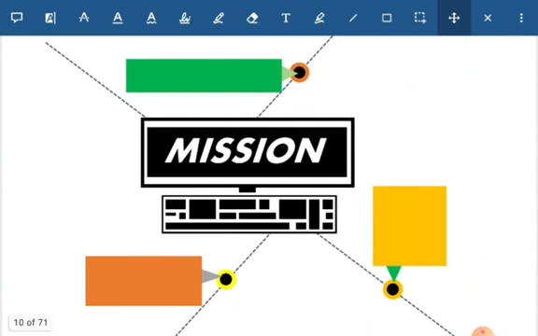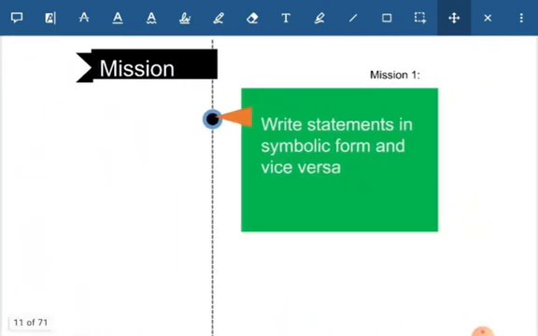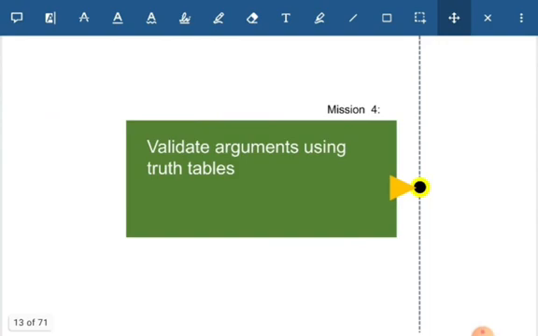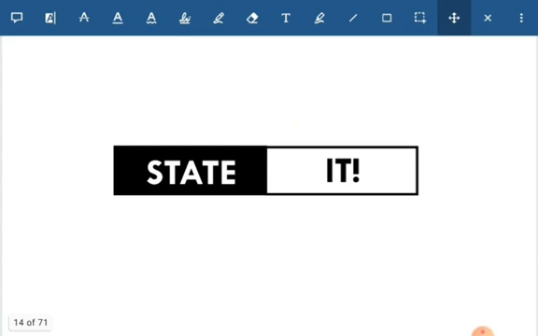The mathematics of logic. So let's talk about objectives. The first objective of this topic is for you to be able to write statements in symbolic form and vice versa. The second, determine the truth value of a compound statement by constructing a truth table. The third one, identify if a switching network is open or closed using a truth table. This is an application and we will discuss this next week. As well as the fourth one, validate arguments using truth tables. Let's start with this one.